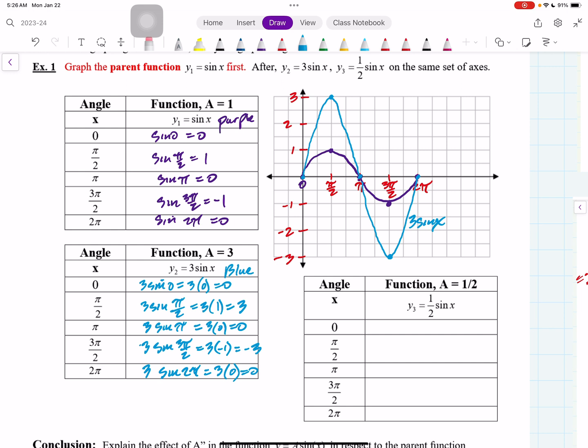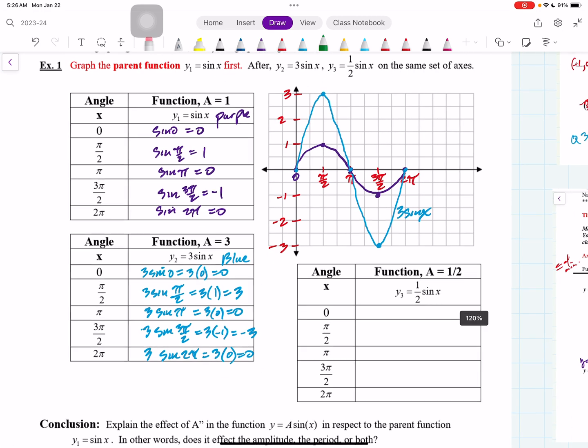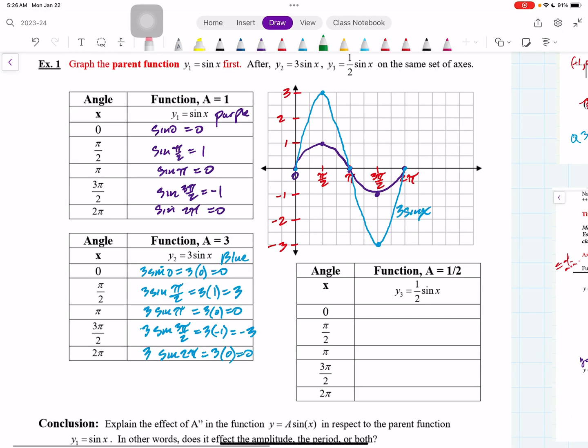All right, so what would changing A to 1/2 do to the function? Change colors again. We're going to evaluate. So here we go. 1/2 times the sine of 0. 1/2 times 0 is 0. And then 1/2 times the sine of pi halves. Sine of pi halves is 1, and 1/2 times 1 is 1/2.